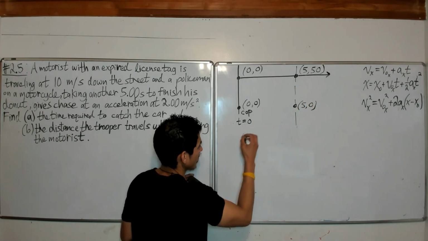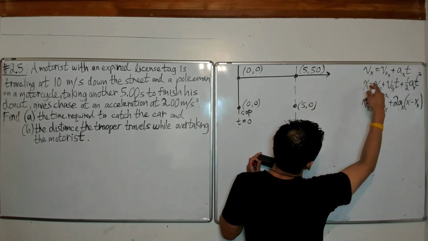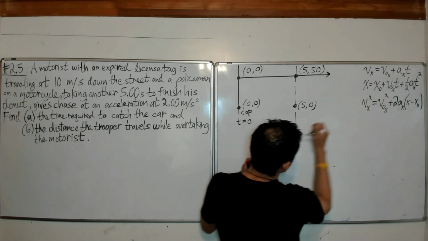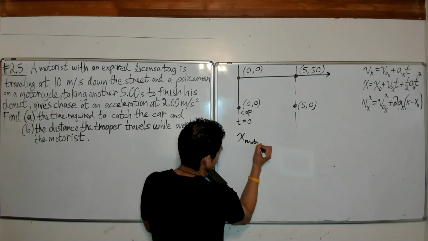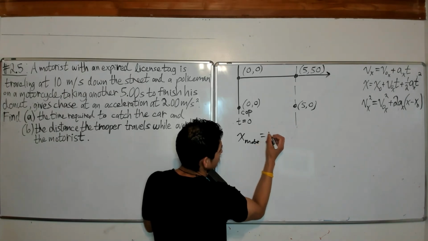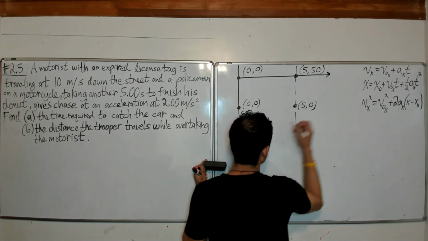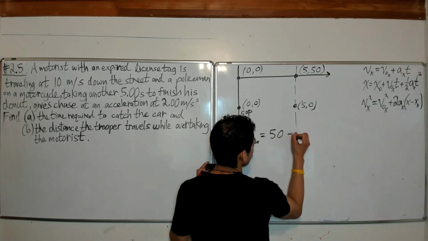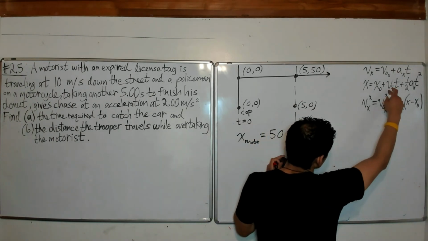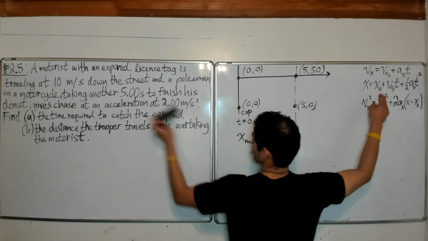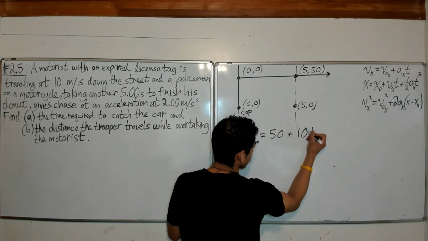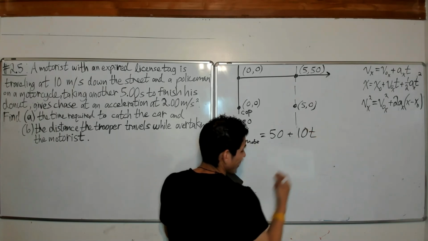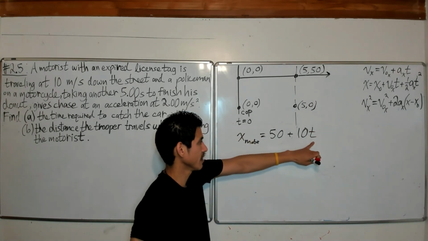So for the motorist's position, let's use x m, x motorist. His position is going to be 50 for the initial position, plus his velocity, which is 10 meters per second, so plus 10t. This will tell you his position at any time t.